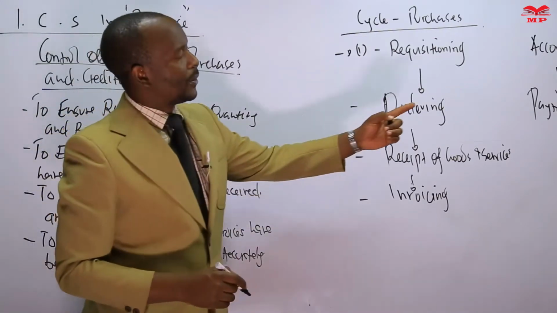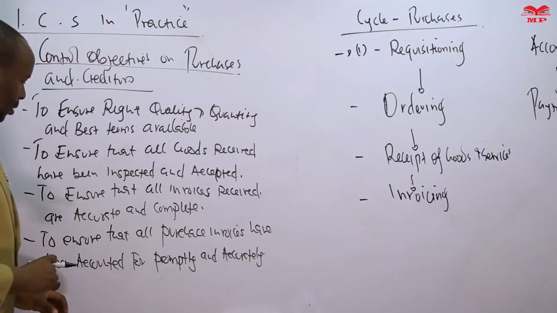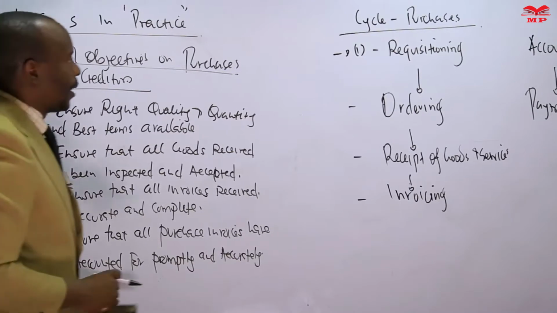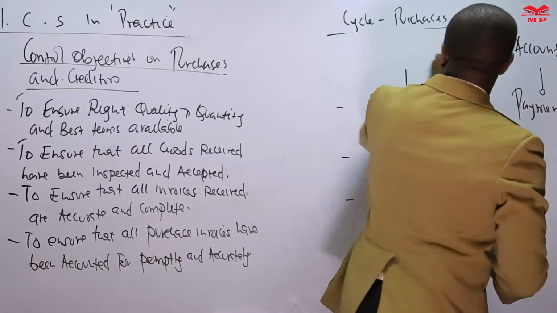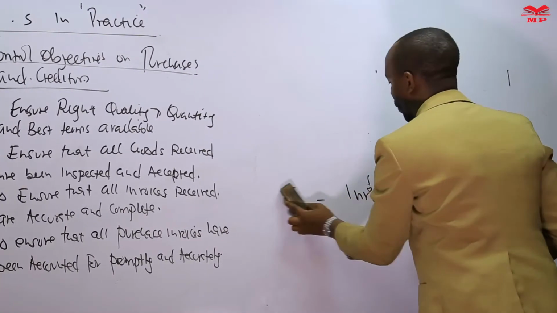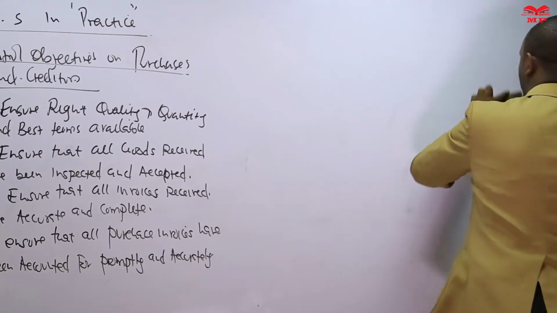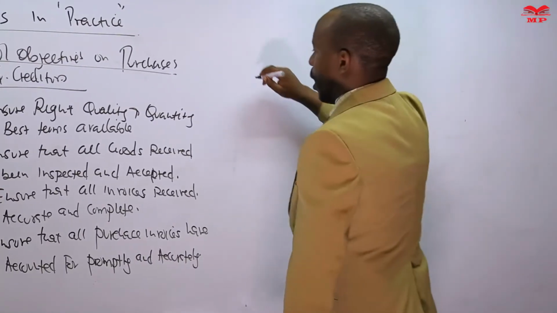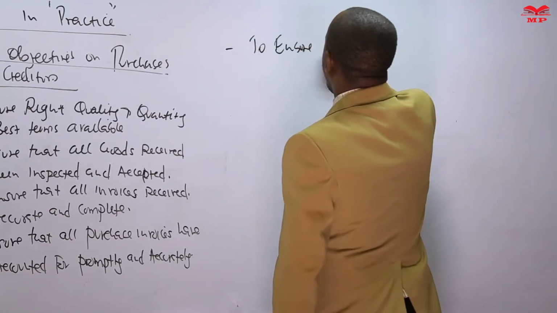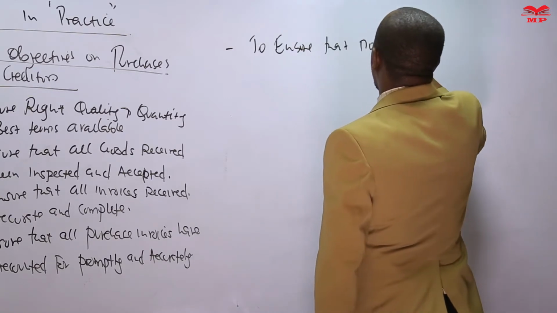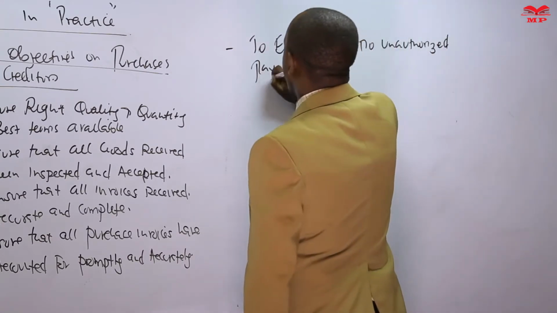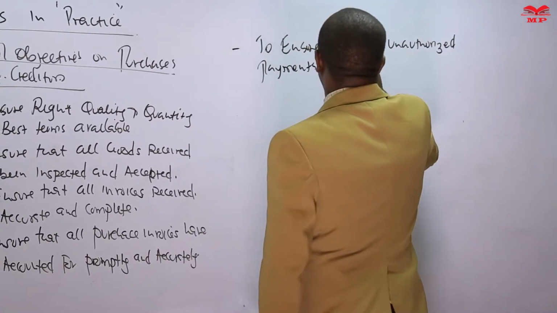I'm going to introduce one more objective based on the payments. The payment, we need to know what exactly we want to achieve with the payment. That is going to be the last objective here. The last objective will say to ensure that there are no unauthorized payments on the purchases. Number 5, to ensure that no unauthorized payments on purchases.